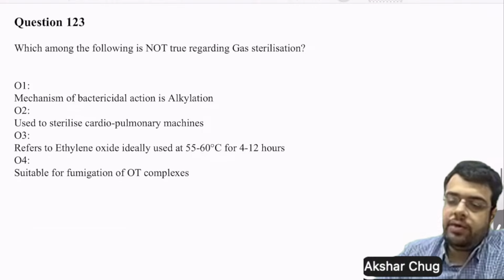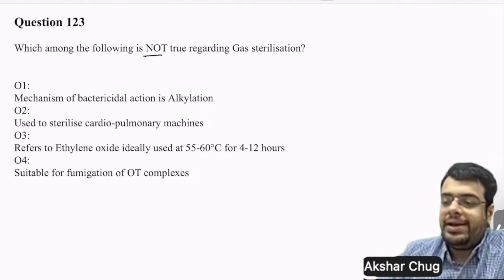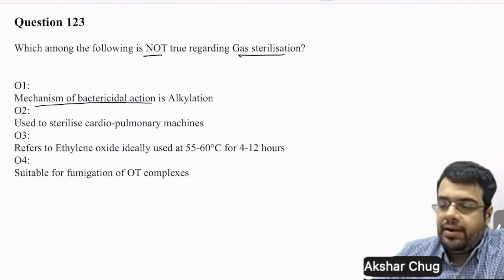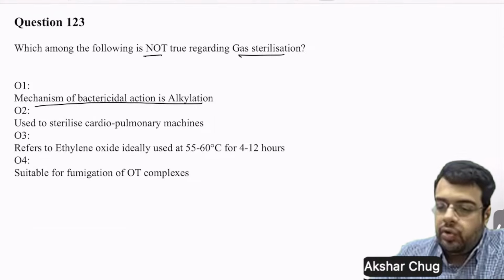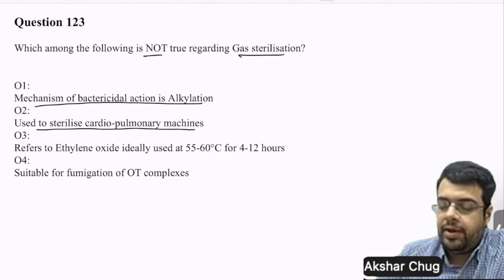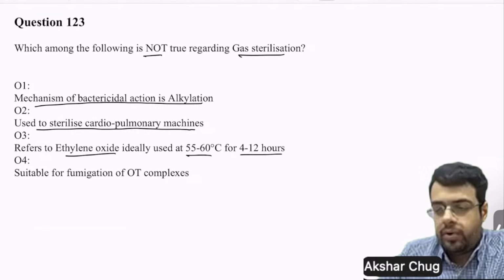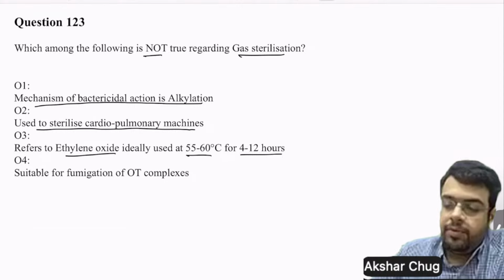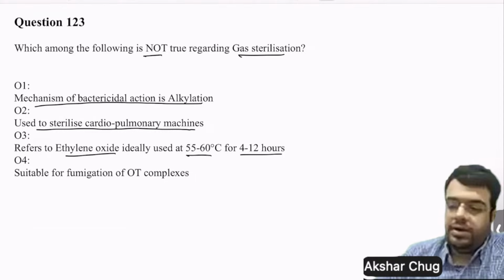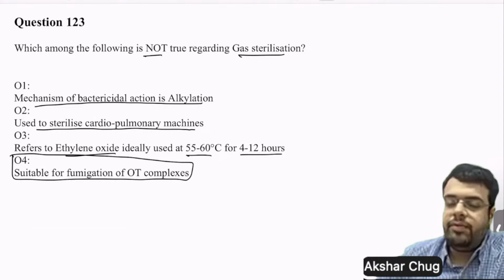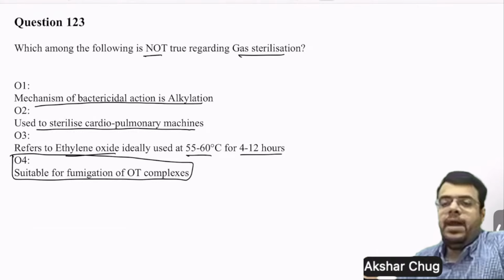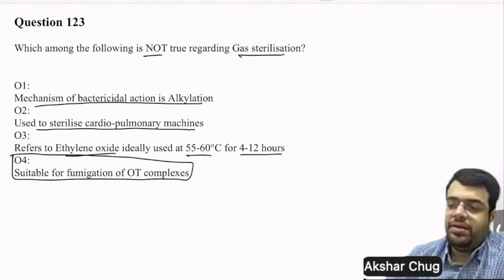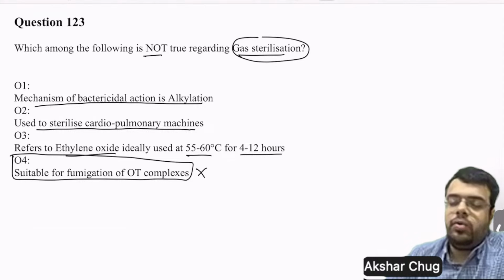Question 123. Which among the following is not true regarding gas sterilization? Mechanism of bactericidal action is alkylation. Okay, it seems true. Used to sterilize cardiopulmonary machines. Again, it seems to be true. Refers to ethylene oxide ideally used at 55 to 60 degrees for 4 to 12 hours. Okay, this also might be true. Suitable for fumigation of OT complex. Now, this I definitely know that it is not a true option. As in OT complexes, we usually use formaldehyde fumigation rather than gas sterilization. As it is a highly volatile gas, we would not like to use it in the fumigation of the OT complexes.